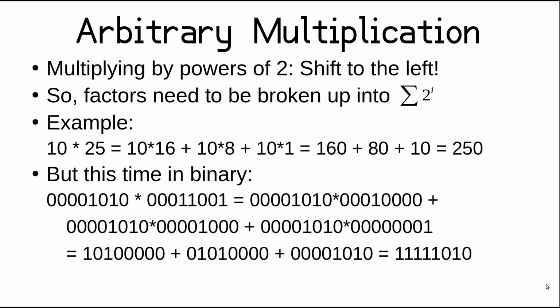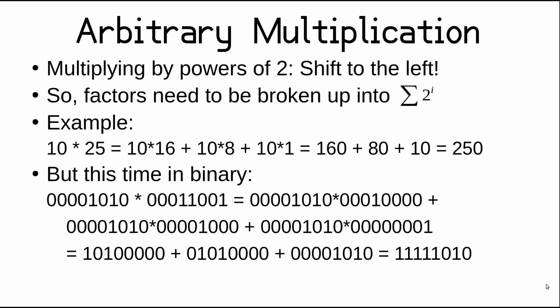For example, we can calculate 10 times 25 by multiplying 10 by each power of 2 component of 25. We can split up 25 into 16 plus 8 plus 1. So 10 times 25 will be the same as 10 times 16 plus 10 times 8 plus 10 times 1. This gives us 160 plus 80 plus 10, or 250, which is just what we would expect. This process can be done entirely with shifting and addition, which becomes more apparent when you look at the problem in binary, as you see here at the bottom.